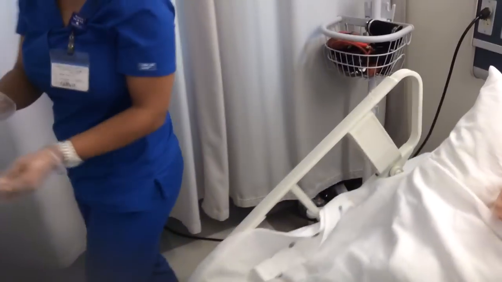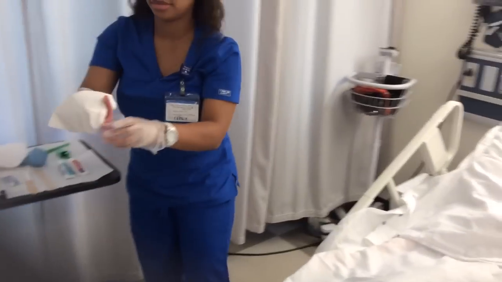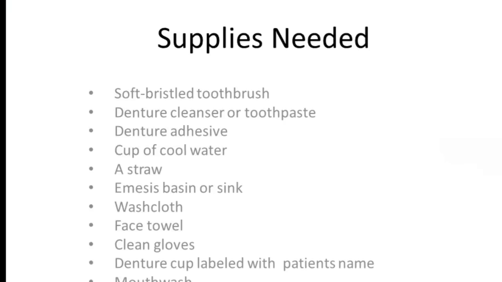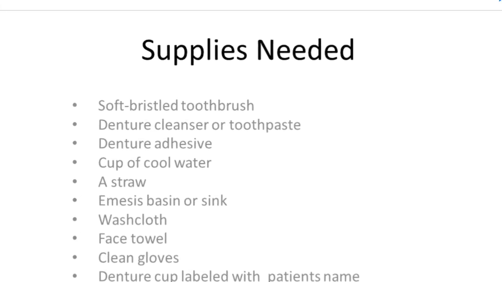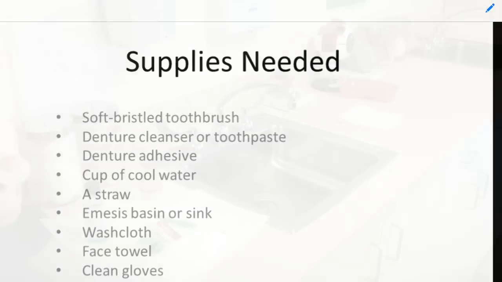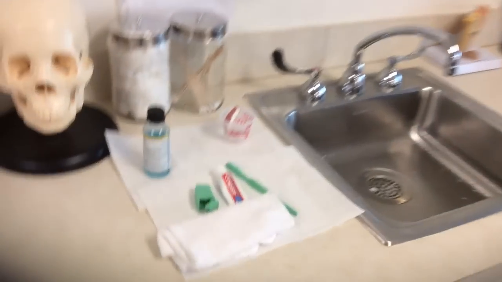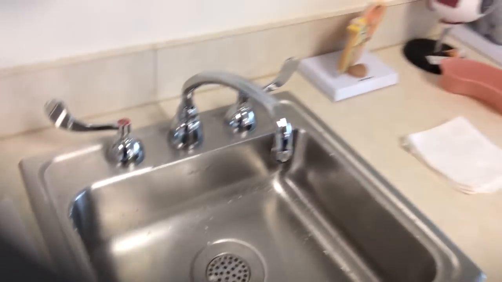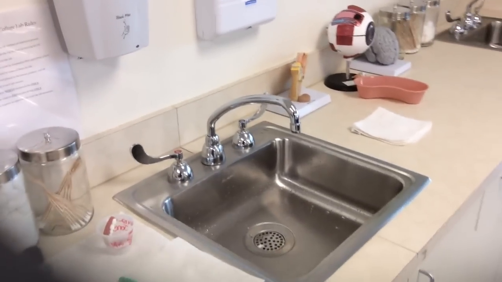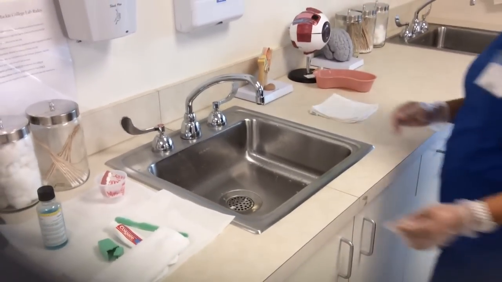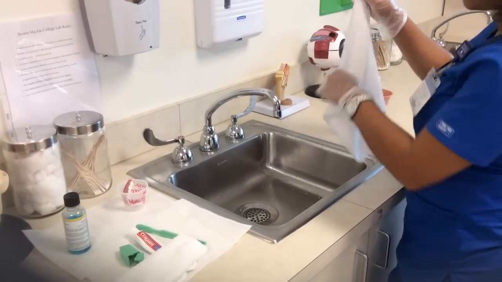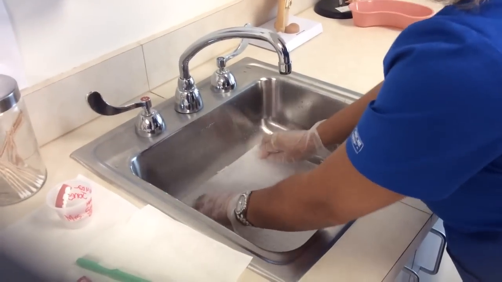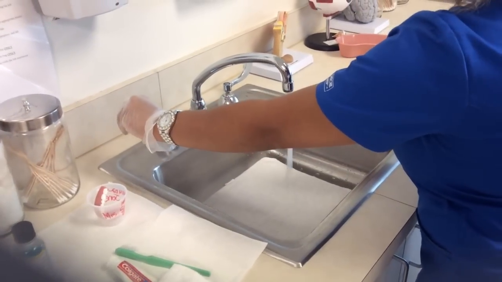Once removed, place the patient's dentures in a cup labeled with their name, date of birth, and patient number. While working at a sink, line the bottom of it with a washcloth to protect the dentures in case they are dropped.